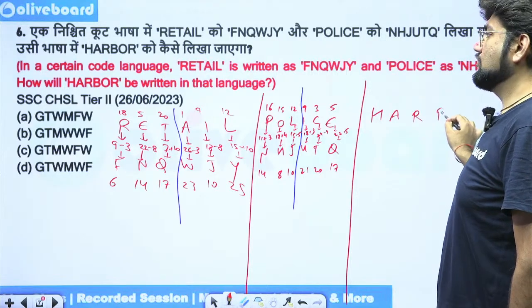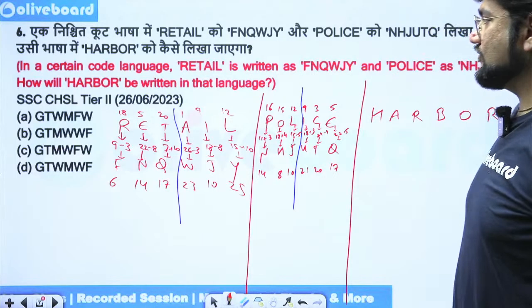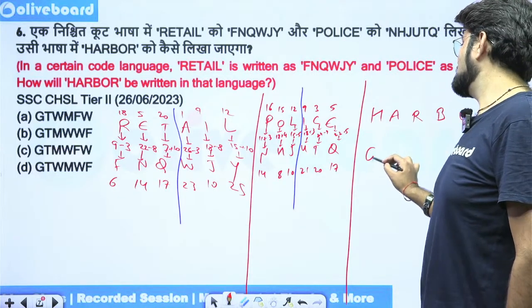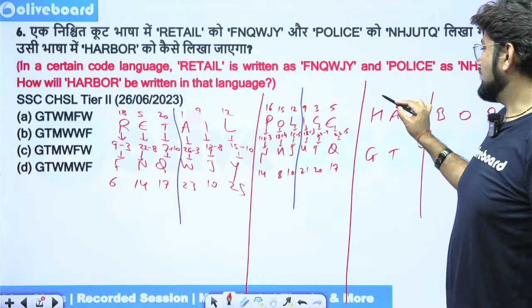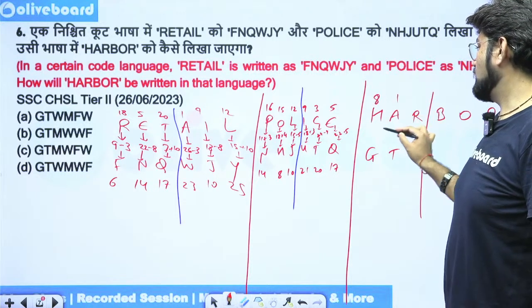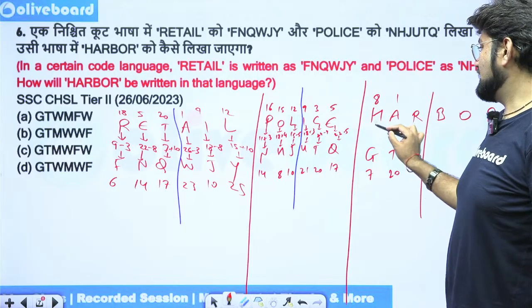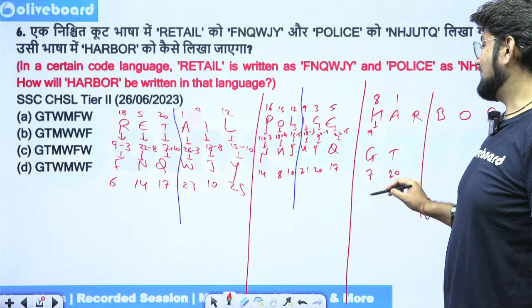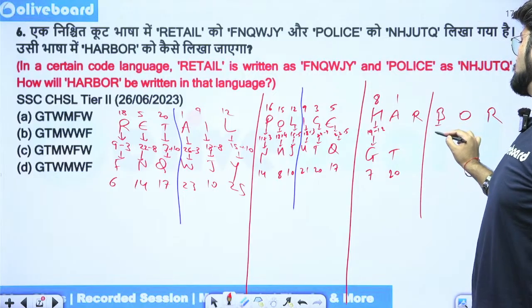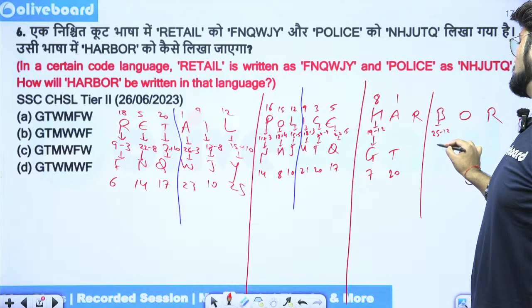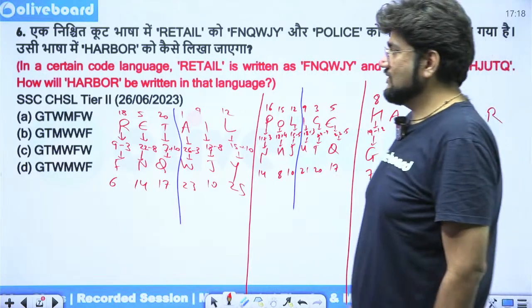HAROR. We have GT for sure. First two letters are G and T. That same thing will be repeated for B and O. So what exactly is happening here is this is 8, this is 1, and this is 7, and this is 20. 8 reverse is 19. Correct? 19 minus 12 is B reverse is Y, that is 25. 25 minus 12 is 30. Start with. Do we start with an M?